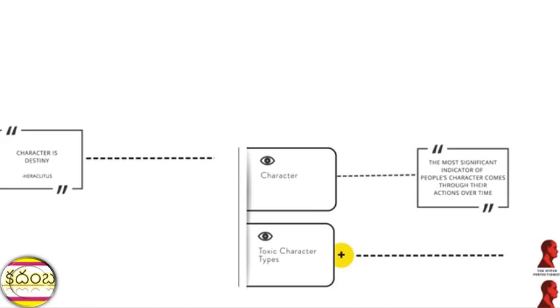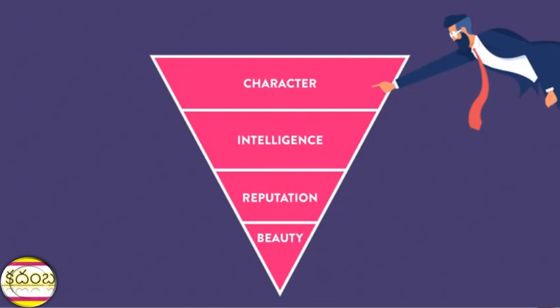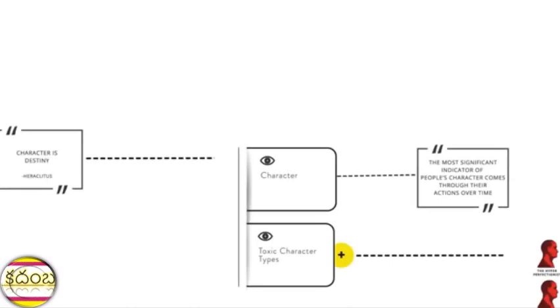You need to first understand your own character and then learn to value character above all else when choosing a partner to work with or an intimate partner. Character should be placed above intelligence, beauty, and reputation. Actions repeated over time is the main indicator of someone's character.